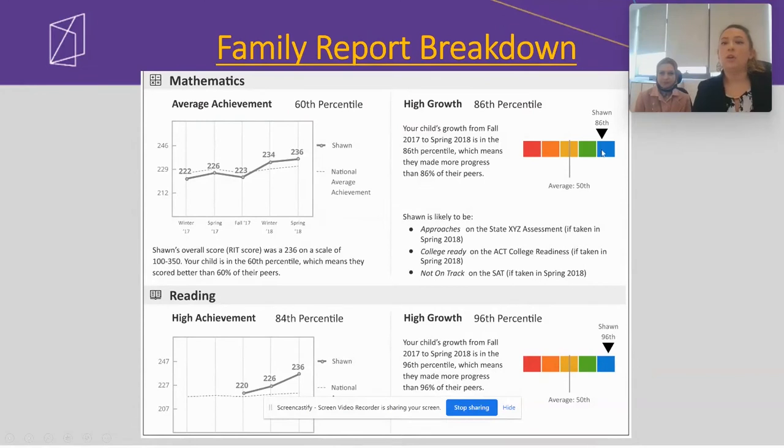Now, when you look at percentile of progress, this is really important. Our goal is for students to be on the 41st percentile or higher. We want them to make that growth. And what that means is that, for example, if you're on the 86th percentile, like here, that student has made more progress than 86% of their peers. The higher that percentile, the better growth that they've made.